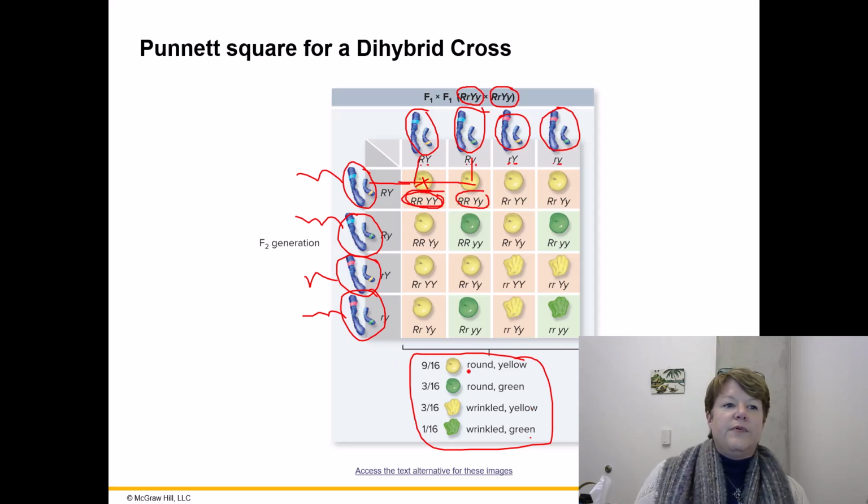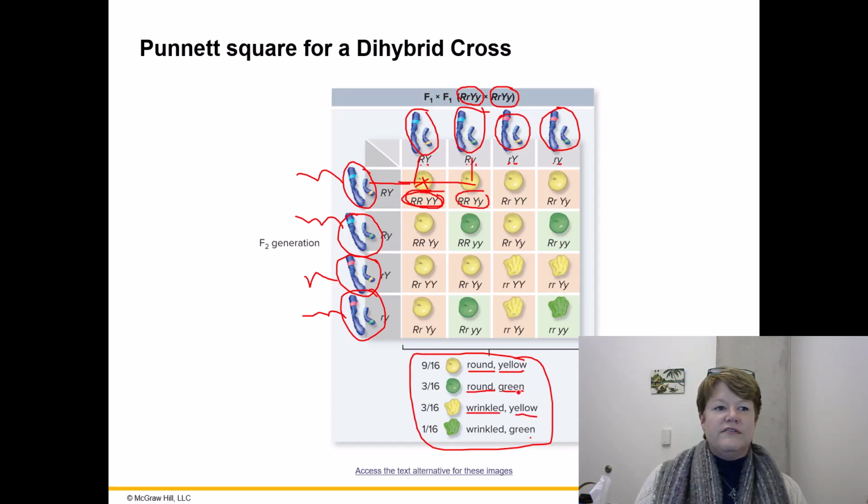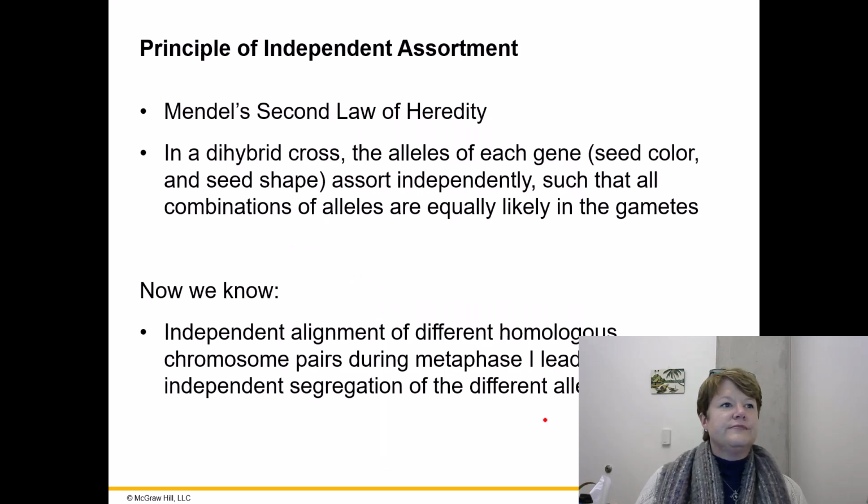The dominant allele on both traits will show in 9 out of 16 offspring. A dominant trait and a recessive trait will show in 3 out of 16 of the offspring, and then the inverse way in the other 3 out of 16 offspring. And then 1 out of 16 offspring will be homozygous recessive for both traits. And so the dihybrid cross let Mendel track 2 genes at the same time, and that led to the law of independent assortment, which is the second law.